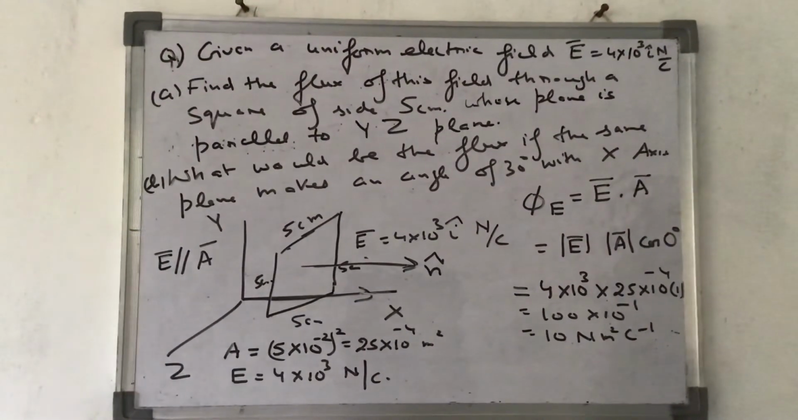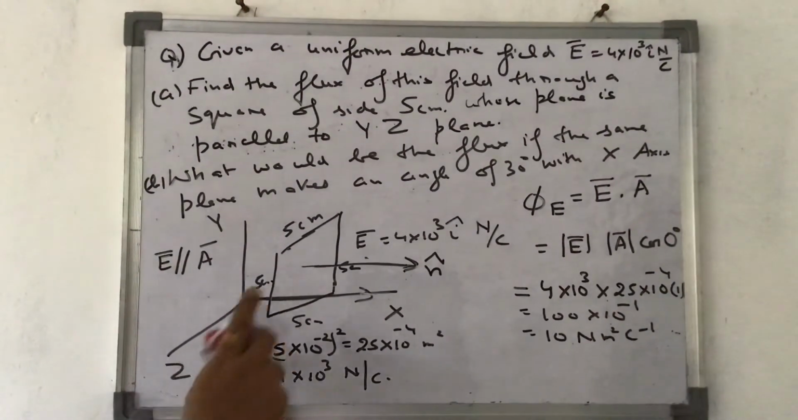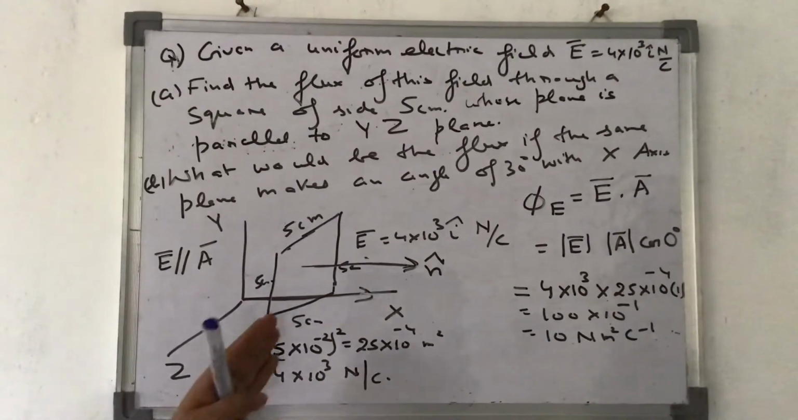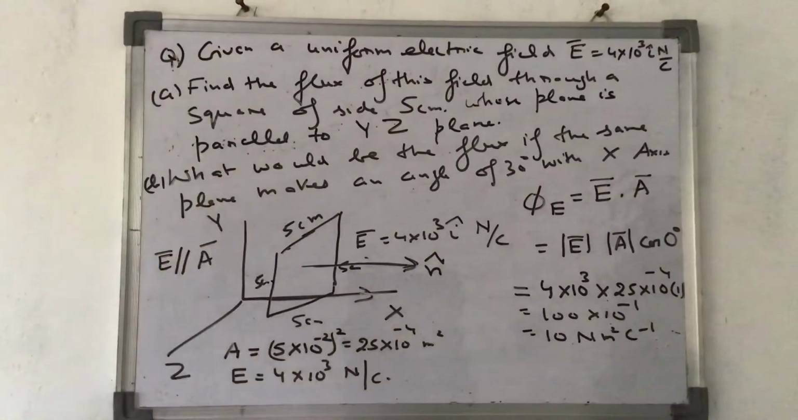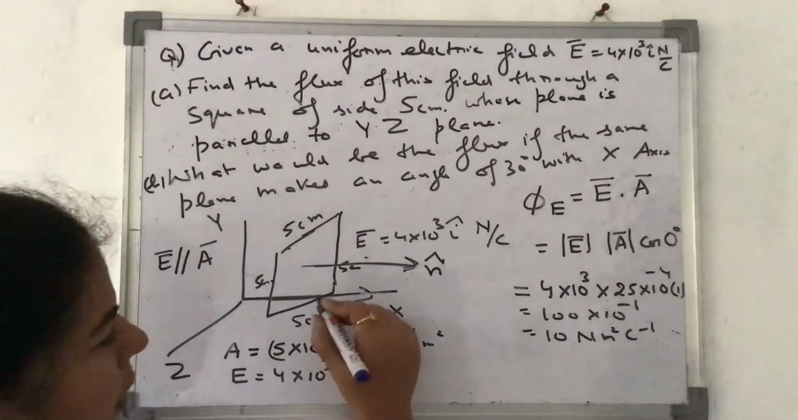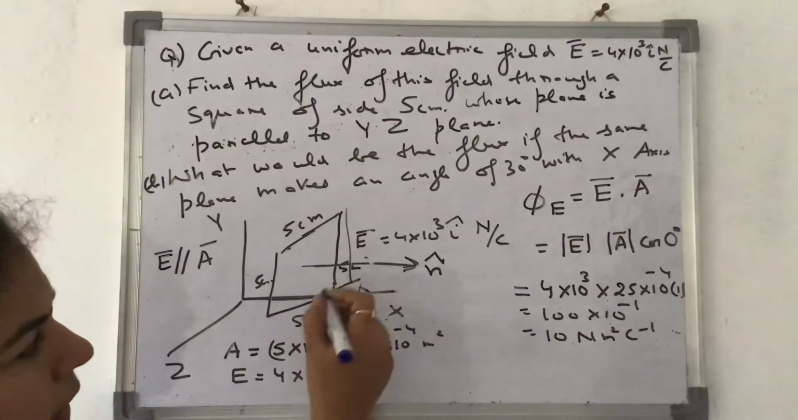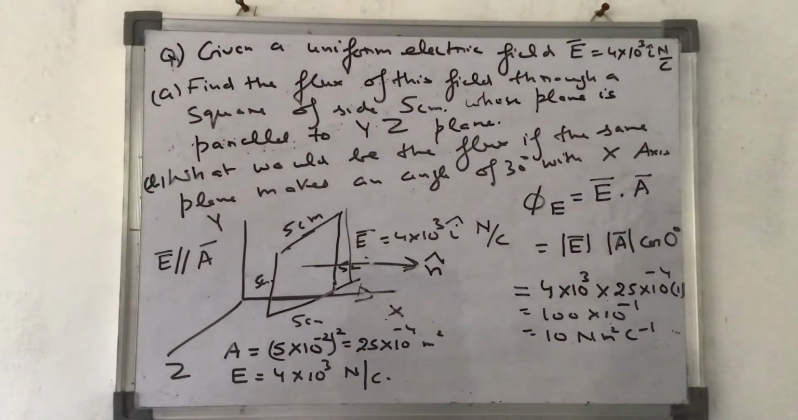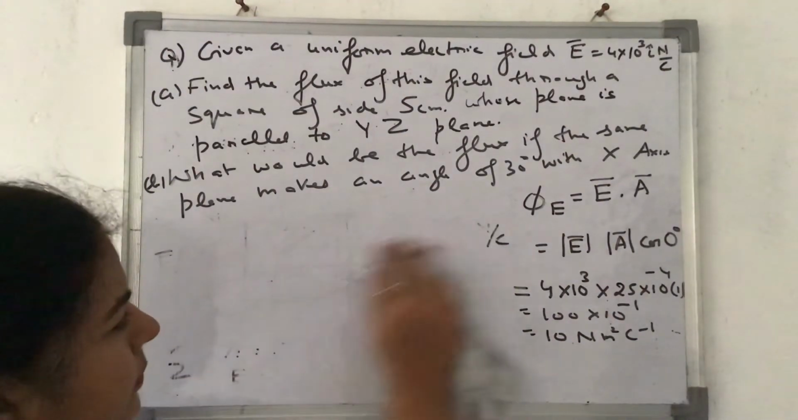Second part of the question is, what would be the flux if the same plane makes an angle of 30 degree with the x-axis? Now there's a change. Previously this plane was making an angle of 90 degree with the axis. Now in this case, they are saying the plane makes an angle of 30 degree with the x-axis. Let's see what is the change in the diagram now.